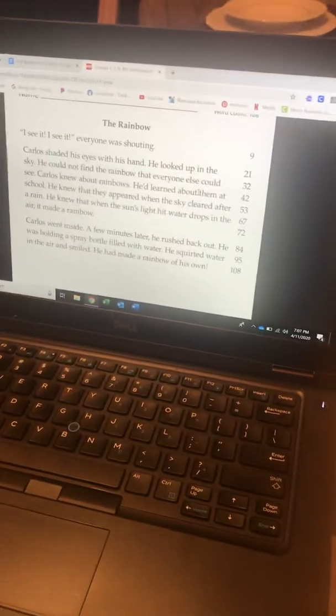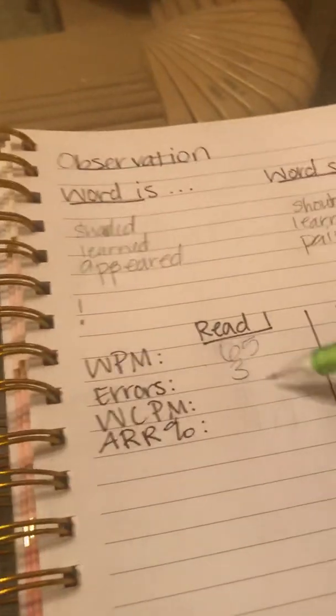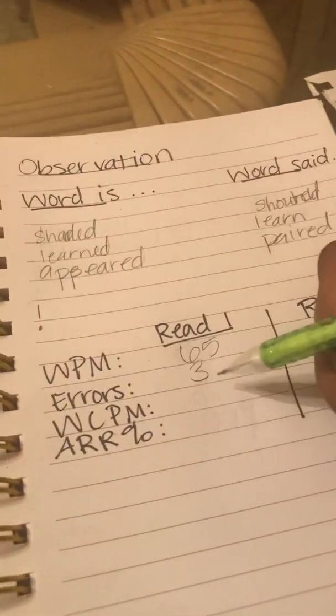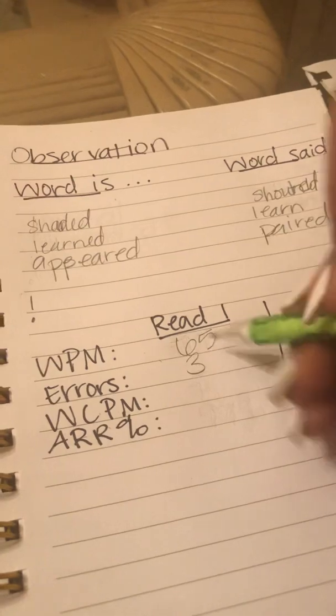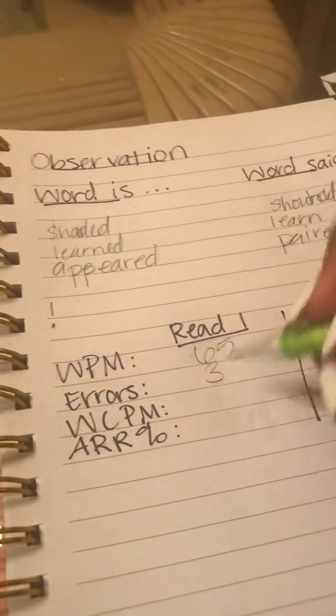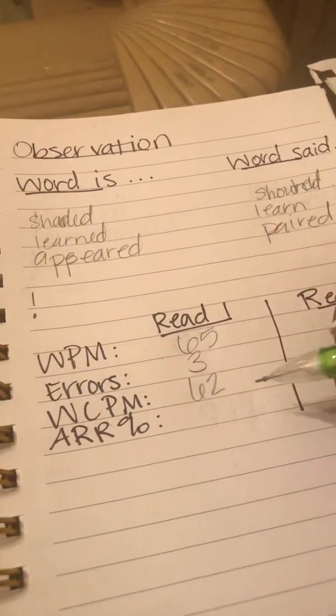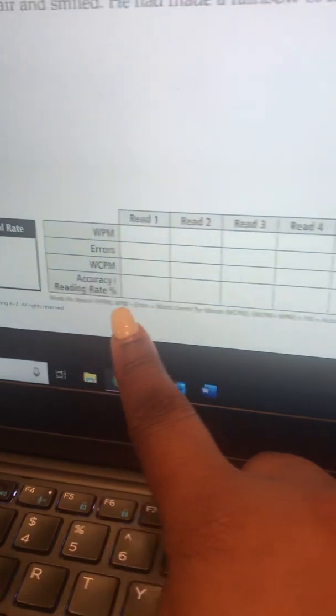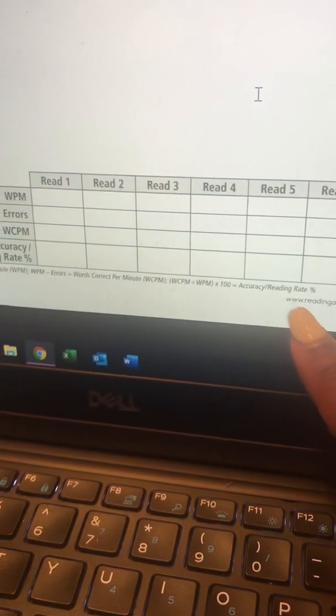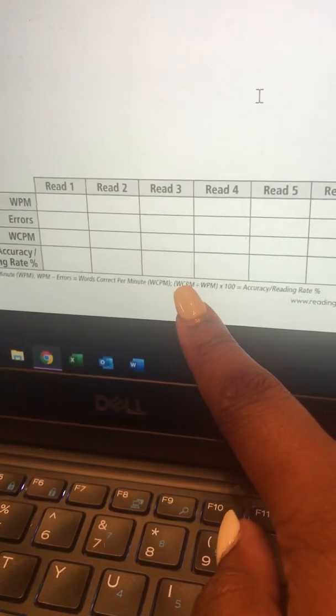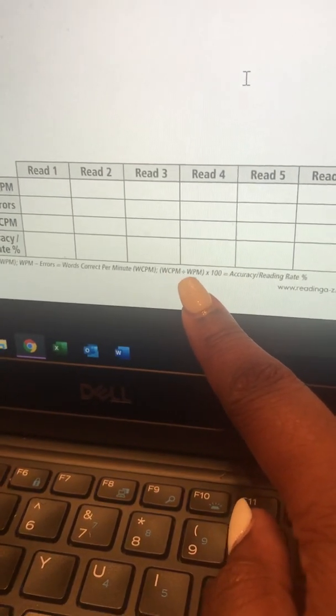Before we read, we're going to calculate your reading rate. So, you read 65 words in 1 minute. You made 3 errors. So, that means you got 62 words correct in 1 minute. Remember, at the bottom of your passage, it tells you in the fine print how to calculate your accurate reading rate percentage. I'm going to take the words correct per minute divided by the words per minute times 100.